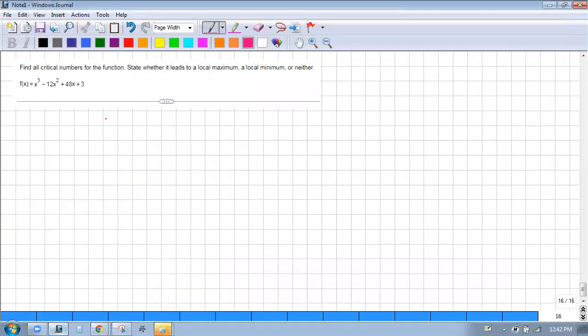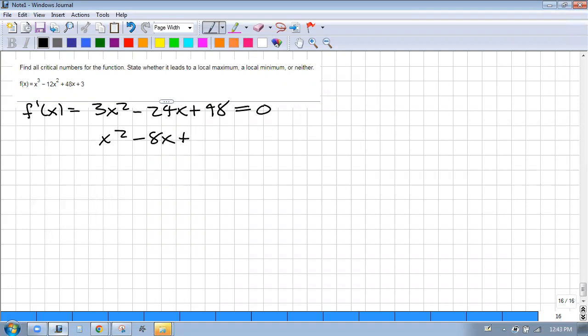Find all critical numbers, see if they're minimums or maximums, or neither. All right, so the critical numbers happen when the derivative is 0. Here is our derivative, right? Set it equal to 0. We could factor out a 3 here. Factoring out a 3, and then doing this stuff, we got an x minus 4 and an x minus 4. So x equals 4 is our only critical point, right?